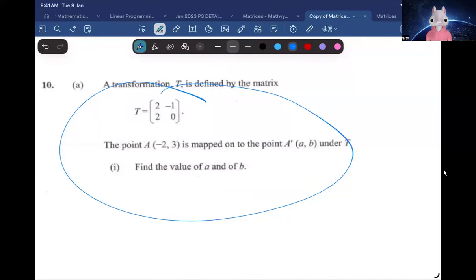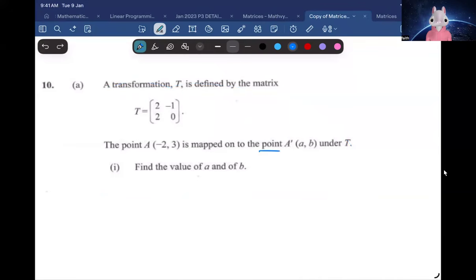Find the values of a and b, right? What does A prime represent? The object or the image? The image. Right. So guys, all we want to do here is just find the image, right? Anytime you see that prime notation, they're talking about the image, right? Image.